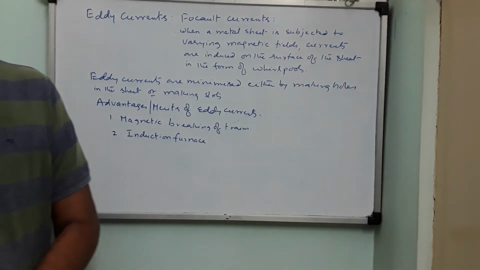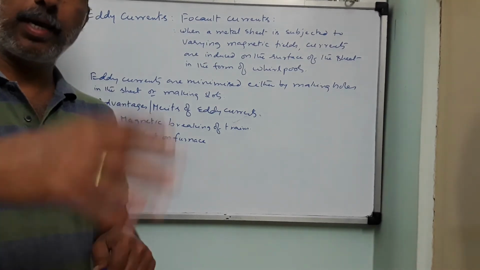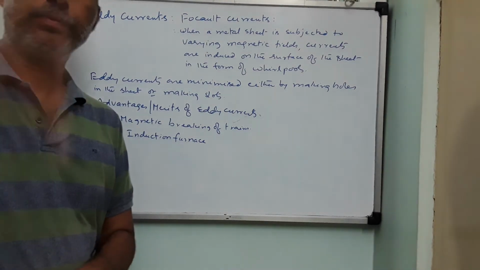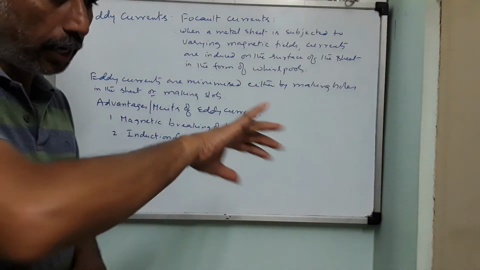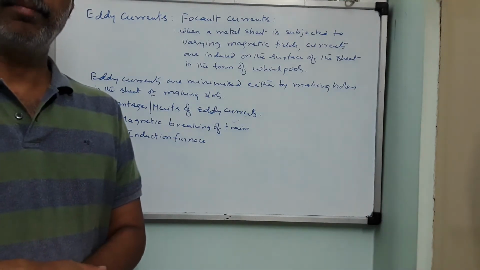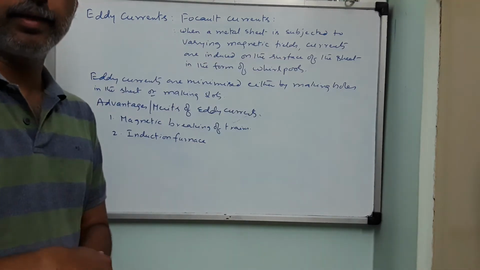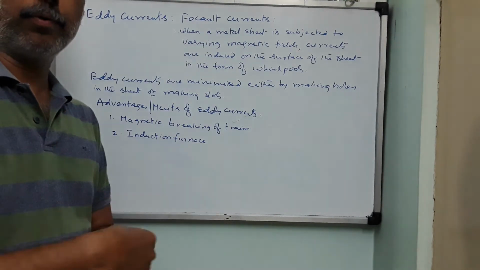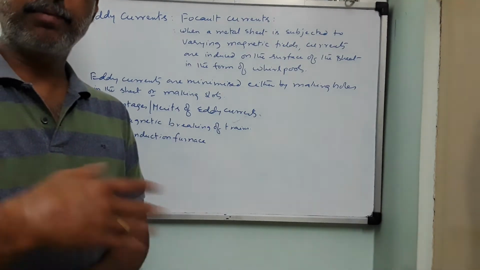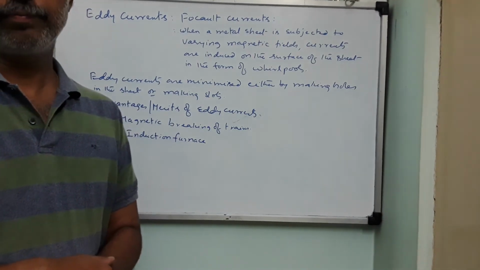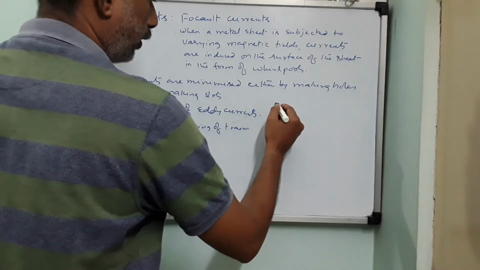The other way you can do it is, you can surround this metallic sheet with huge coils, maybe a huge solenoid. Inside the solenoid you can keep this metallic sheet. Now pass alternating current in the solenoid. This alternating current will produce alternating magnetic field, that is changing magnetic field. The changing magnetic field will induce EMF in the sheet.